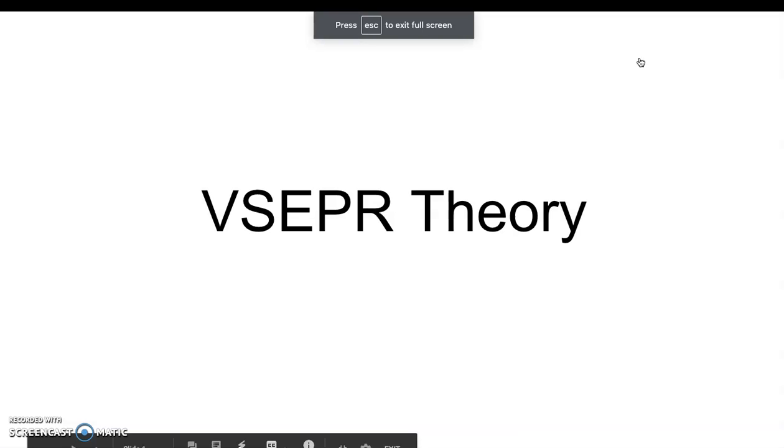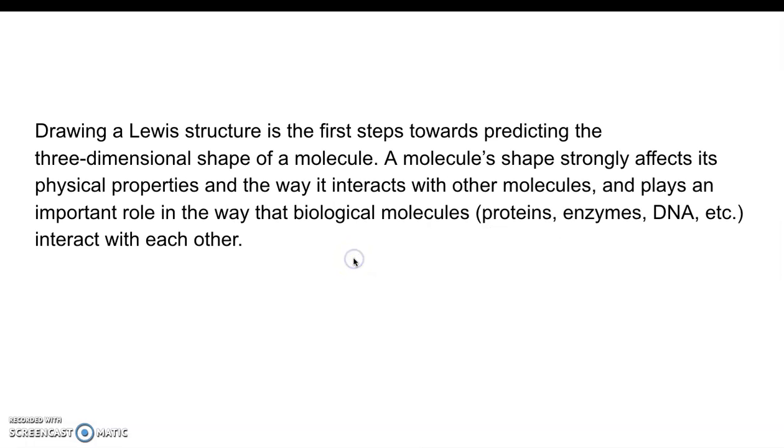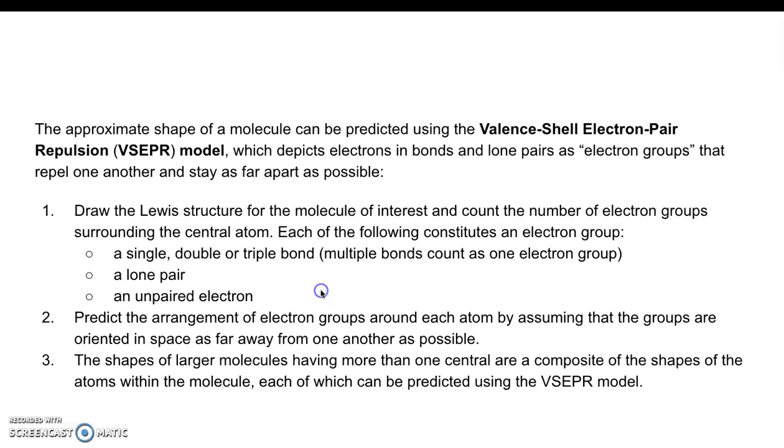All right, so today we're going to look at VSEPR theory, and I'll talk about what that means. When we draw a Lewis structure, that's the first step towards finding the shape of the molecule. On paper, it's 2 dimensions, and in real life, obviously, we're in 3 dimensions, so we want to find what the shape is. The shape helps us see how it's going to interact with other molecules, so the properties it's going to have. Especially in biology, with enzymes, proteins, etc., their shapes determine how they interact with each other.